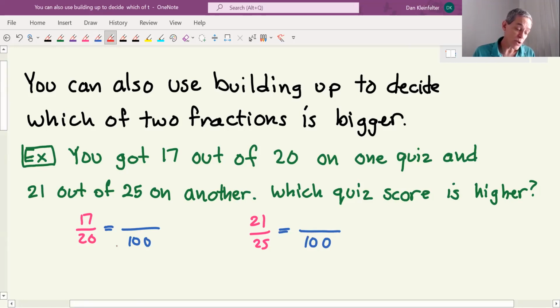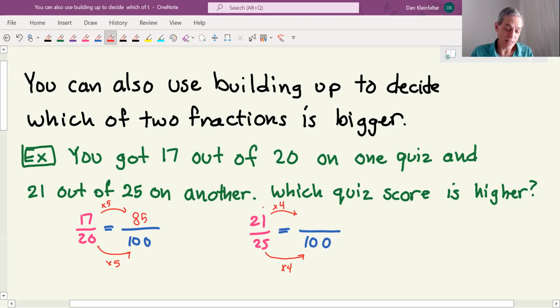So how many times does 20 go into 100? 20 goes into 100 5 times. If we multiply 17 times 5, we've got to multiply the numerator and denominator by the same thing, right? 17 times 5 will be 85. For the second fraction, 25 goes into 100 4 times.